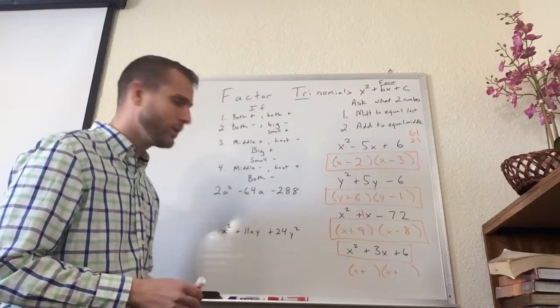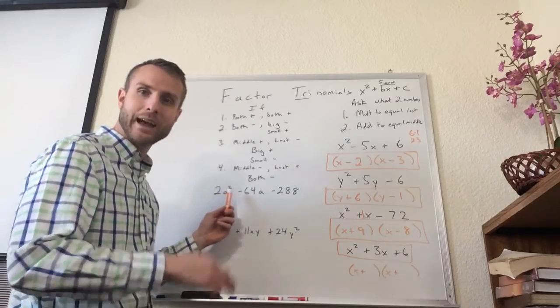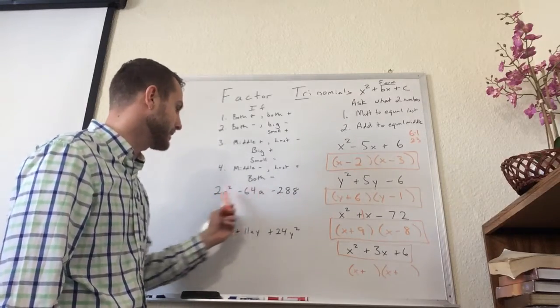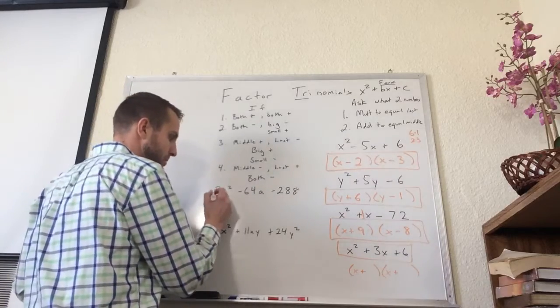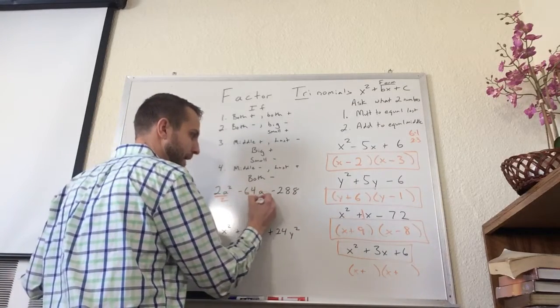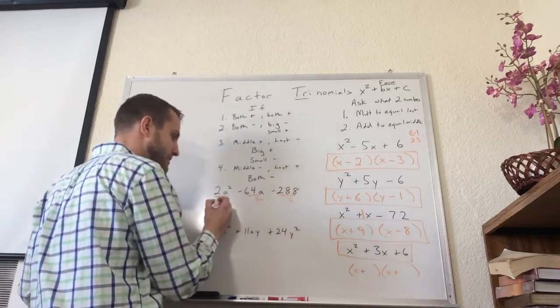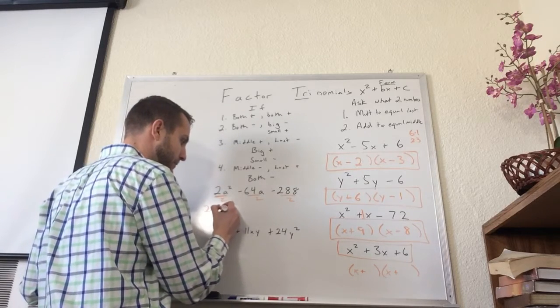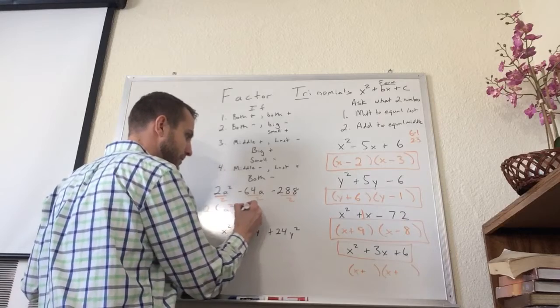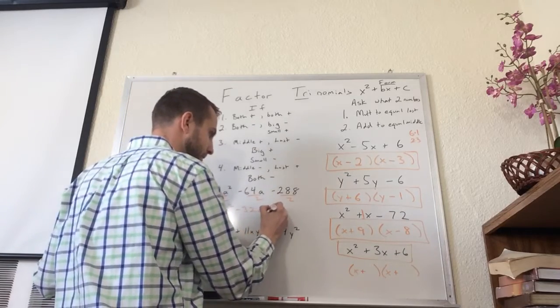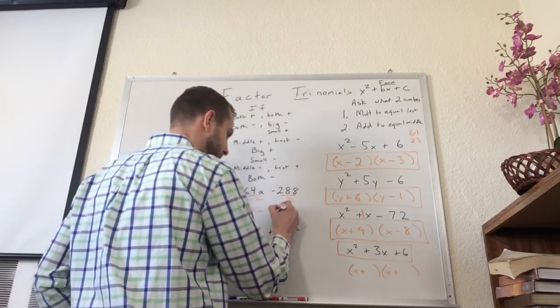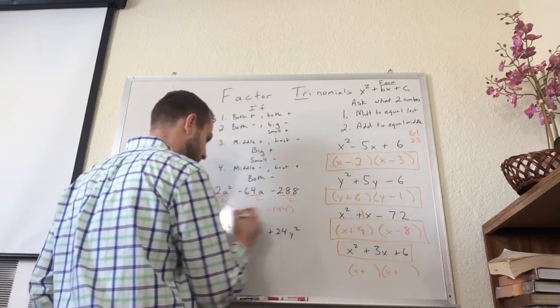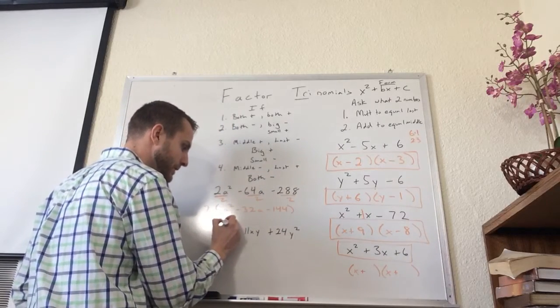So what we're going to do is, just like we did in the last lesson, we're going to divide everything by this number. So we're going to divide everything by 2. When I do that, I have to put that 2 on the outside, and then I'm left with a squared minus 32a minus 144. Now don't forget this 2, leave that 2 there.